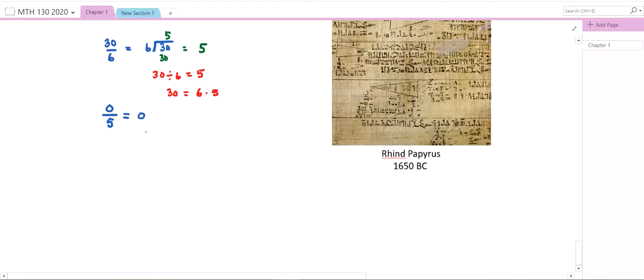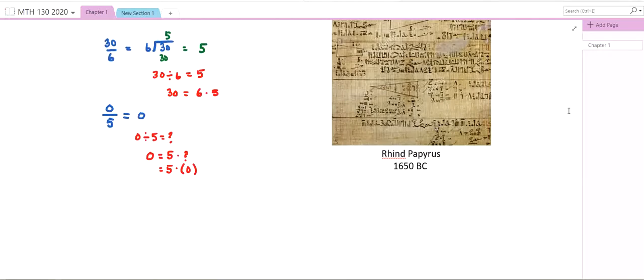So down here, if we're saying 0 divided by 5 equals something, well, that's the same thing as saying 0 equals 5 times something. So obviously, in order for something times 5 to equal 0, this has to be 0.